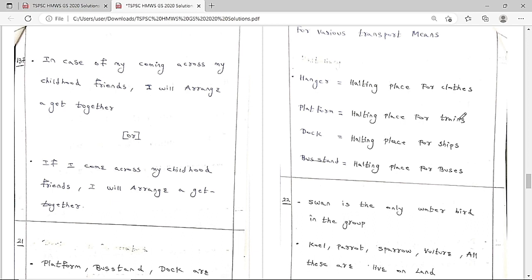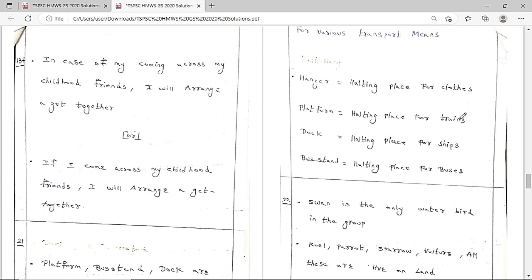Finally, I can say platform, bus stand, and dock are the halting places for the various transport means, so all except park are halting places. A hangar is a halting place for aircraft, a platform for trains, a dock for ships, and a bus stand for buses.